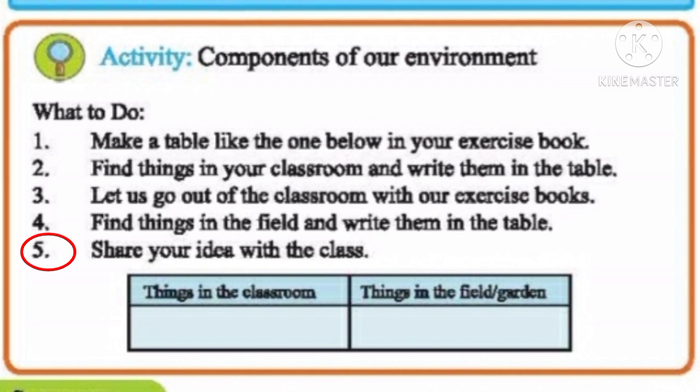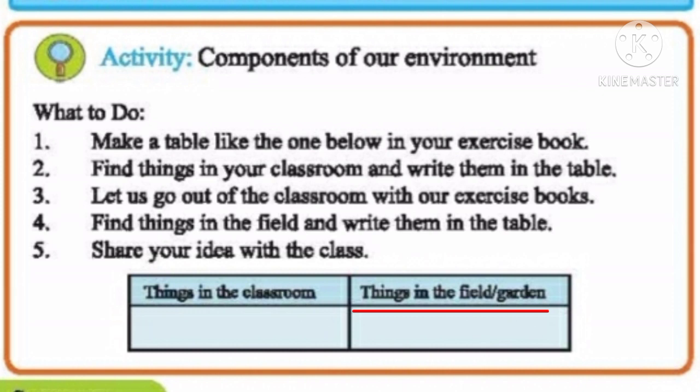You can see here a table with 2 columns. In the first column, things in the classroom. In the second column, things in the field or garden. It means in the first column, you need to write which type of things you can observe in your classroom. And in the second column, you need to write the names of these things which you can see outside of your classroom or in the field.